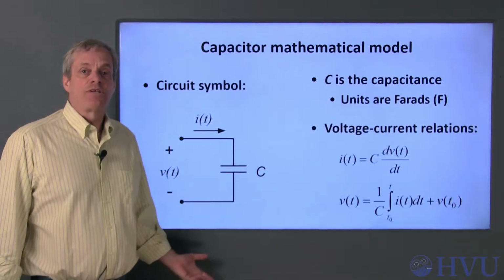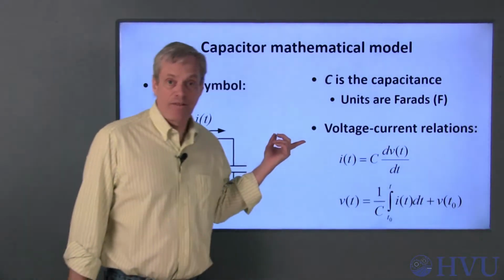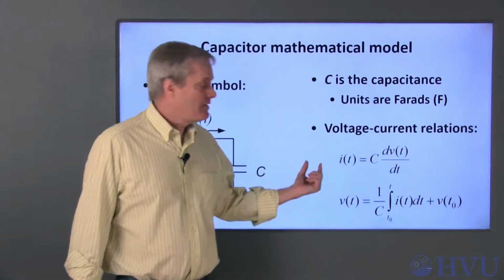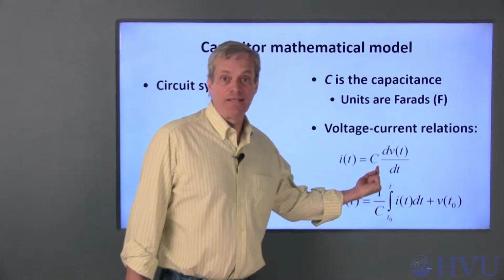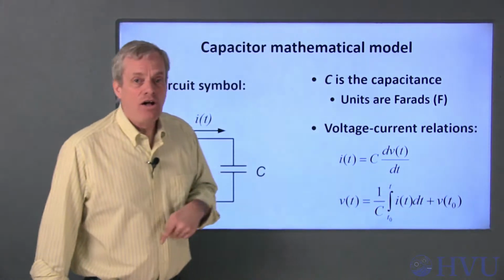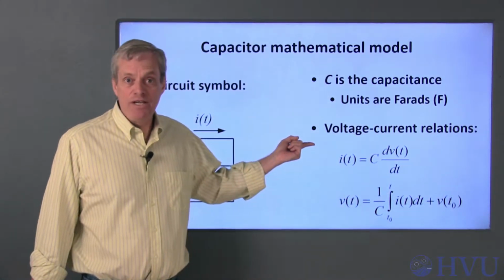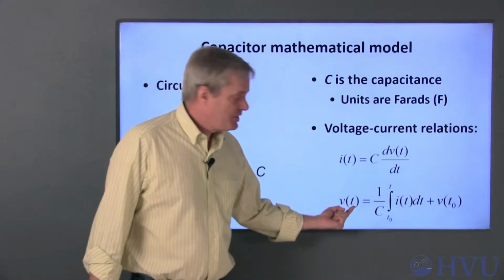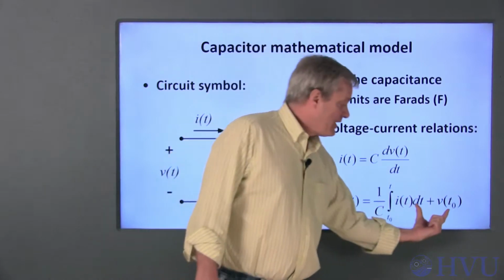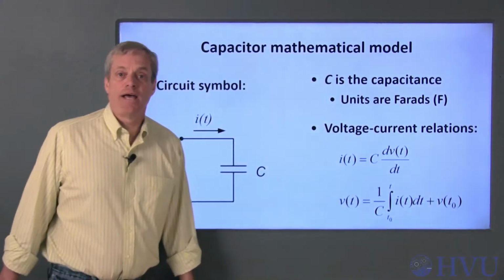As with resistors, capacitors are modeled mathematically by the voltage-current relationship at their terminals. The IV characteristic for a capacitor is that the current is equal to the capacitance times the derivative of voltage with respect to time. An alternate formulation can be obtained by integrating both sides of this equation. So the capacitor voltage is equal to 1 over C times the integral of the current plus an integration constant that corresponds to the initial voltage across the capacitor.